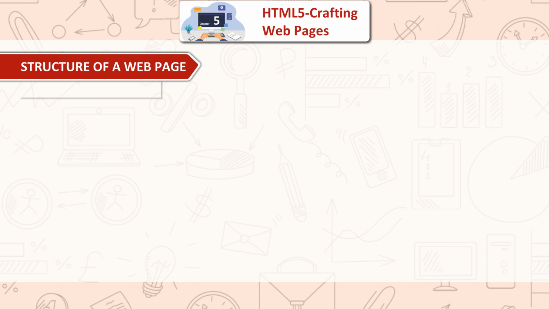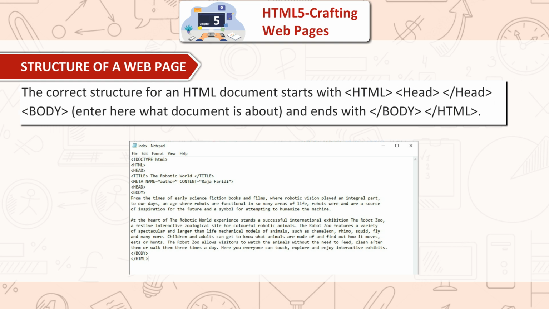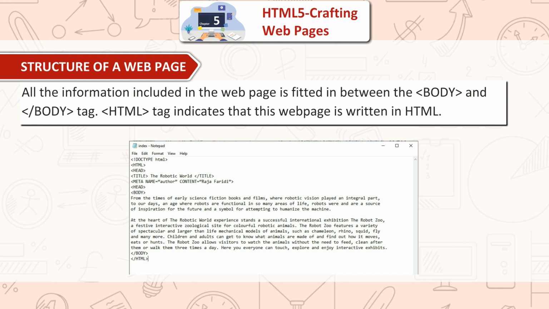Structure of a web page. HTML tags define the basic structure of a page. Some basic HTML tags are html, head, title and body that are added to every web page. The correct structure for an HTML document starts with html, head, /head, body. Enter here what the document is about, and ends with /body, /html. All the information included in the web page is fitted in between the body and /body tags.